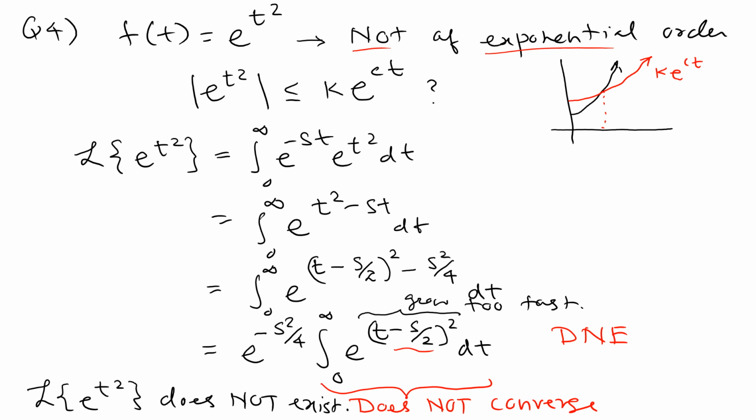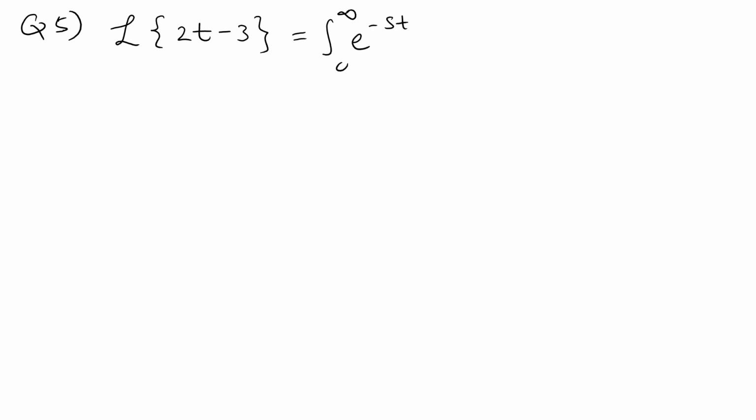Okay, so let's look at the next example. Let's look at this one: the Laplace transform of 2t minus 3. Again, if you write the definition, you can see that this is the integral from 0 to infinity of e to the minus st times 2t minus 3 dt.